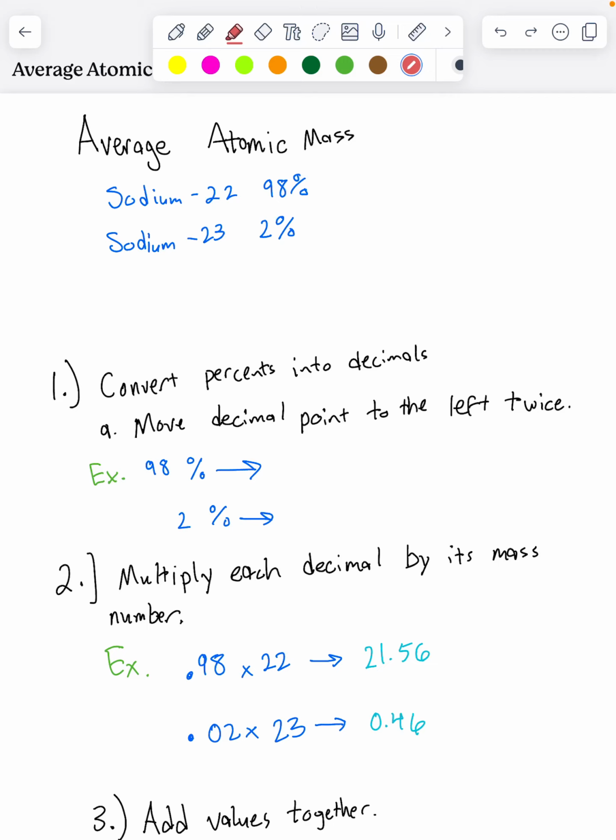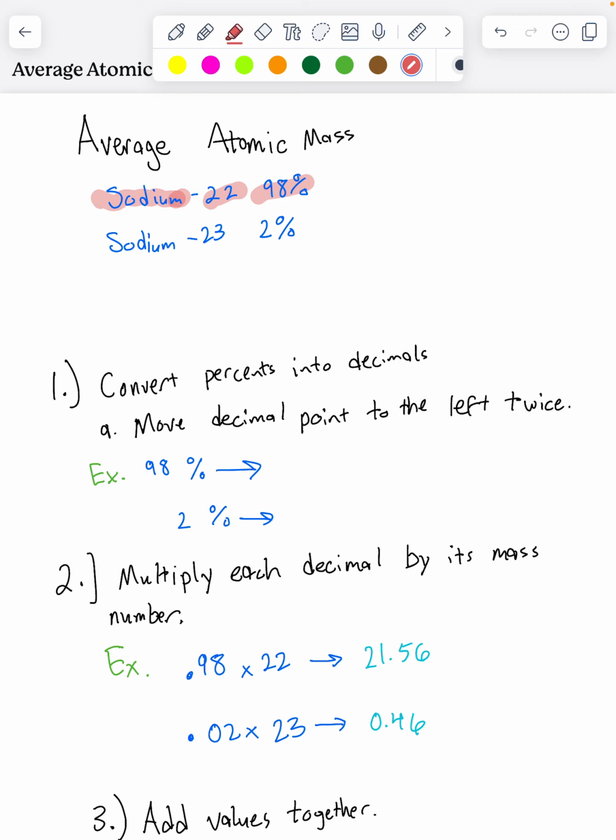All right, today we're going to be learning about average atomic mass. Average atomic mass will always include certain bits of information. You are always going to be given the element, its mass, and its percent abundance here. So we're going to figure out how to find the average.